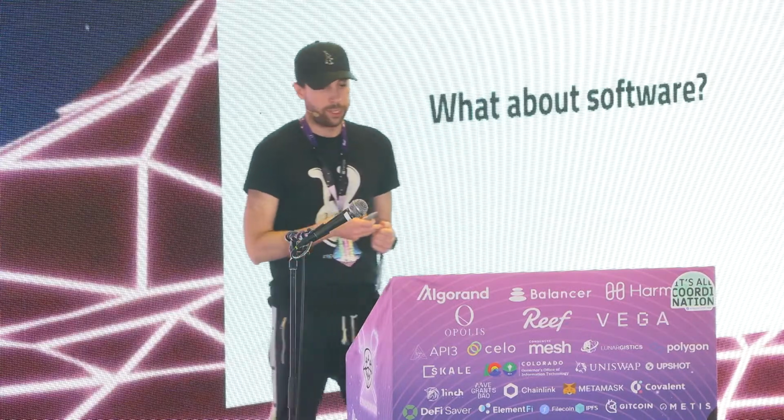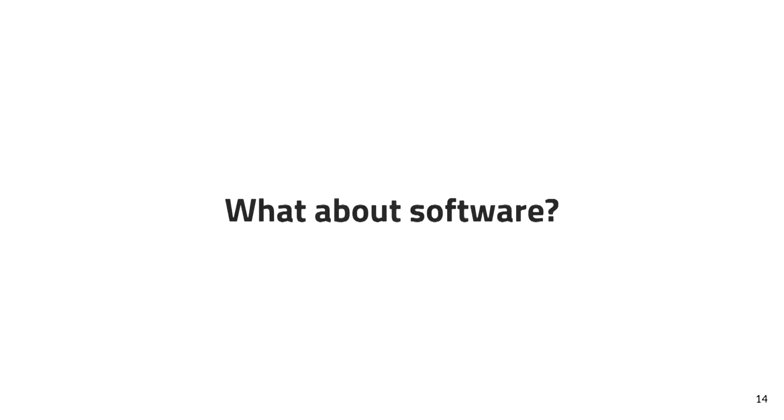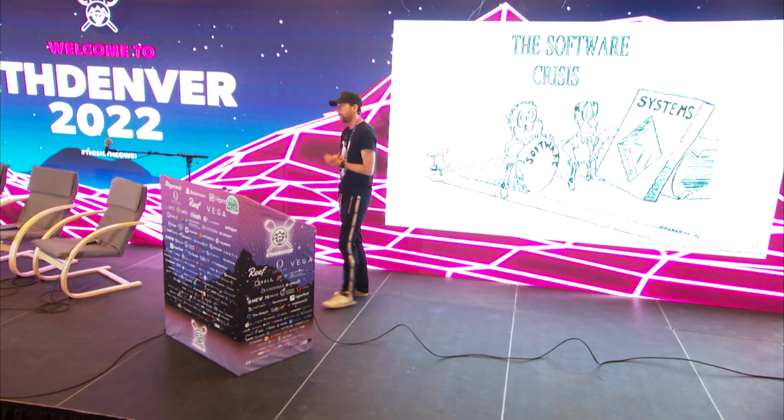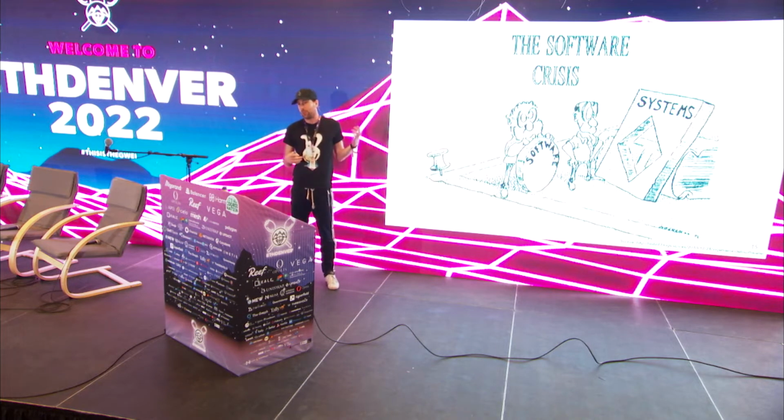So let's move into talking about software, because of course blockchains are software. How does modularity apply in software? So this is quite interesting. I actually wasn't aware of this before preparing for this talk. In the late 1960s, early 1970s, there was an event that occurred called the software crisis.